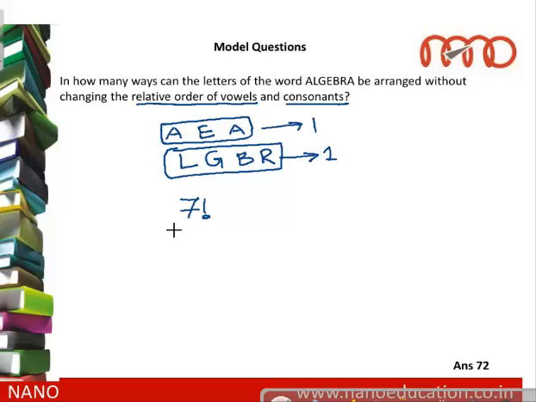We can do that in 7 factorial ways, of which 4 consonants are identical, their relative order cannot be changed, and 3 vowels are identical. So the answer will be 7 factorial divided by 4 factorial into 3 factorial, which will be 72.